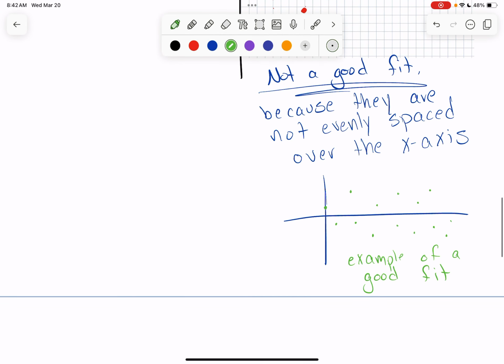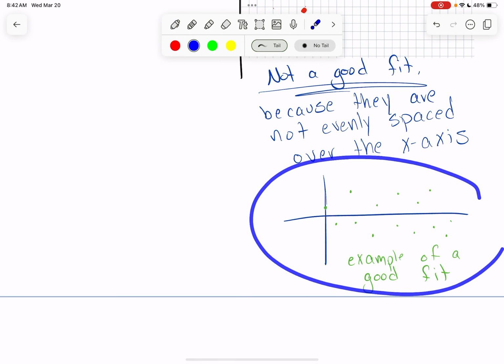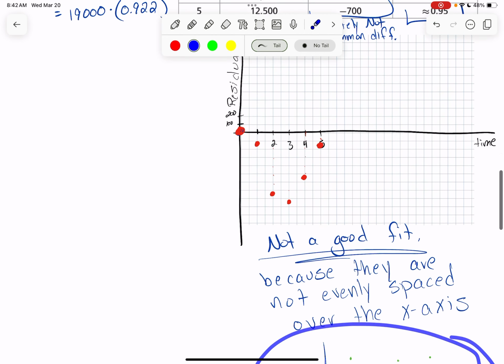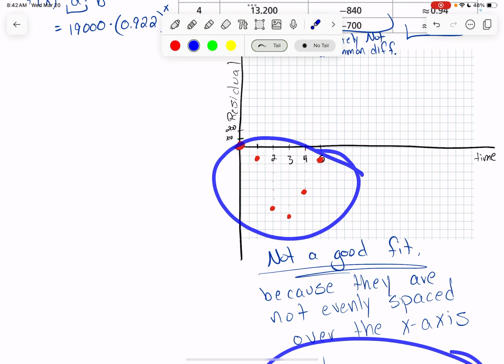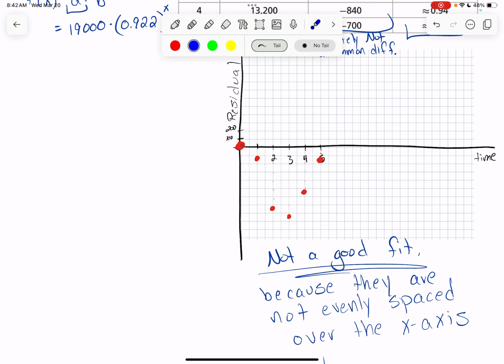So that is an example of a good fit, this one down here. This one, not a good fit. They're all back here. It's bottom heavy, meaning the actual values were all smaller than my predicted values. So it's not a good fit.